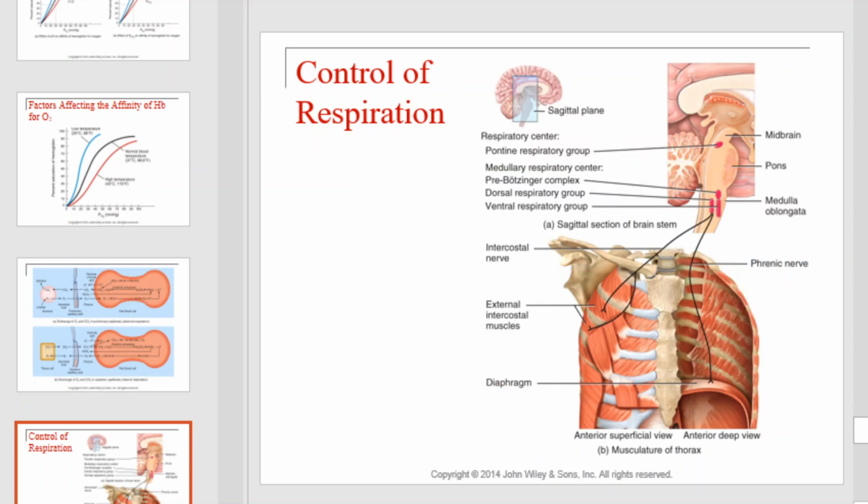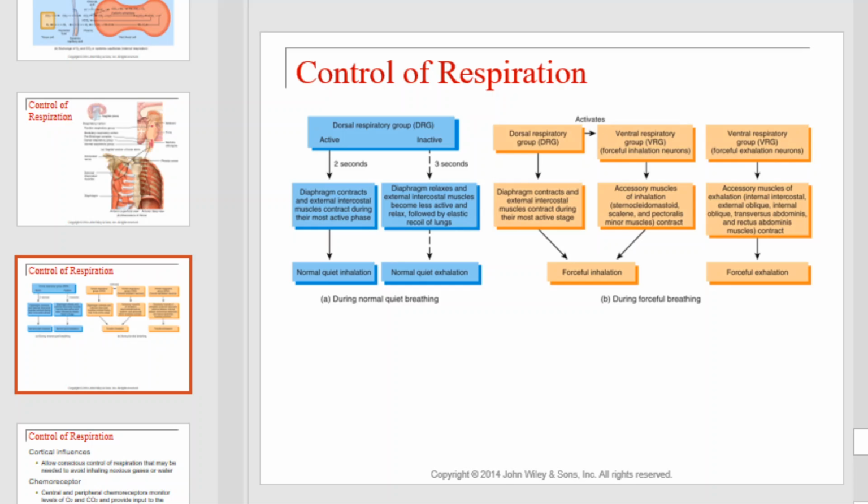The control of respiration, or simply put, why do we breathe? This graphic illustrates the very reason why we breathe. Note active and inactive respiratory groups during forceful breathing and during quiet breathing.